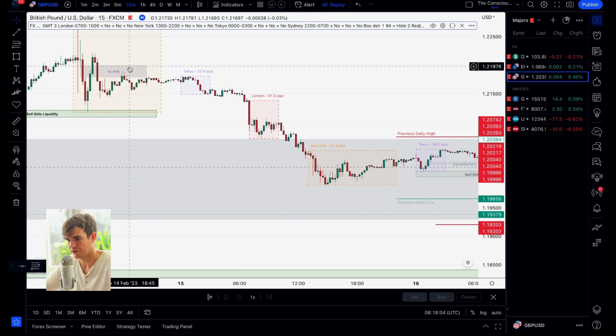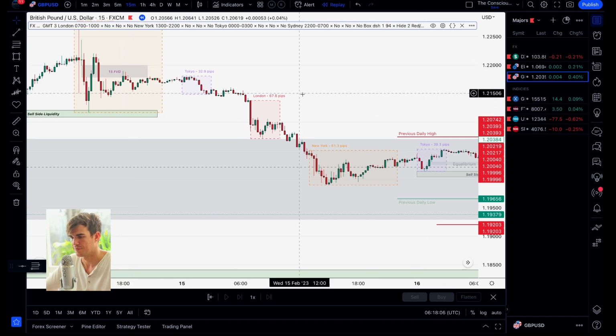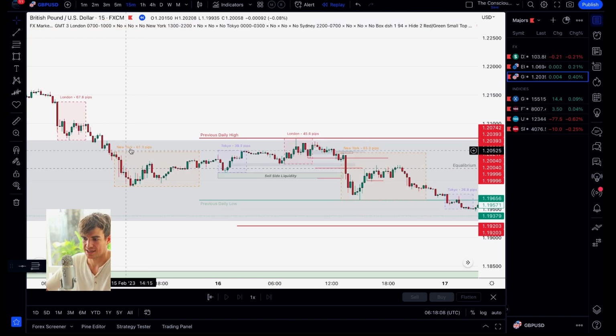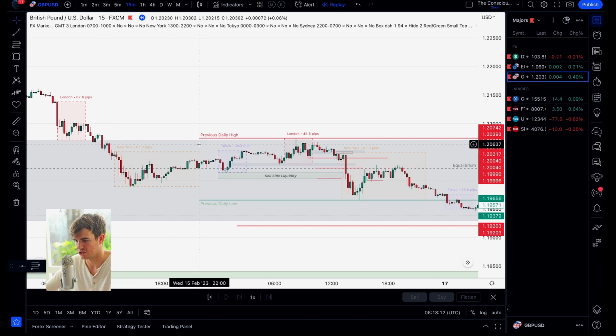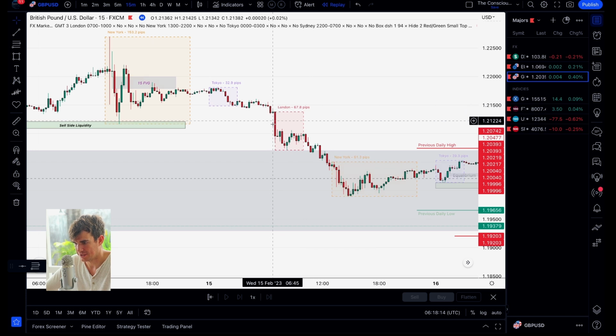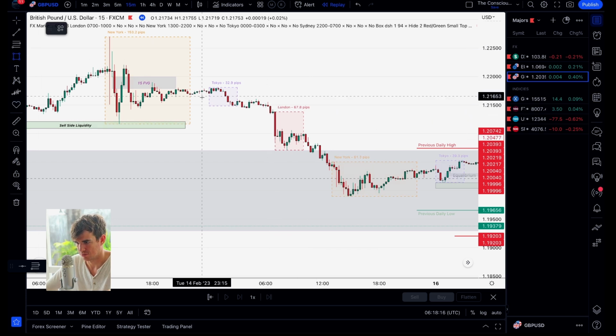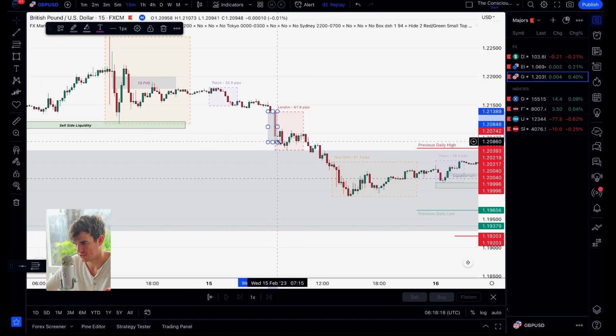Now, if I want to long this, let's keep that in. If I want to long this, what do I need to see? I need to see a change of character, okay? A strong change of character. Look at this candle here. That's a strong candle on the downside.